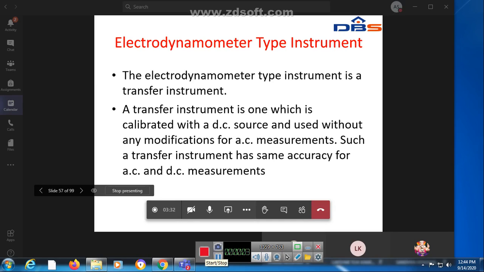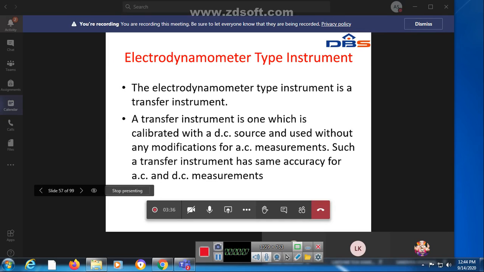So good afternoon students. In the previous class we discussed the PMMC instrument as well as the moving iron instrument. So again, you saw the PMMC construction, torque equation, advantages and disadvantages, as well as the two types of moving iron instrument, moving iron attraction type and moving iron repulsion type. We discussed these two topics in the last class.